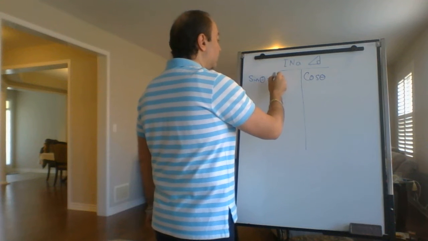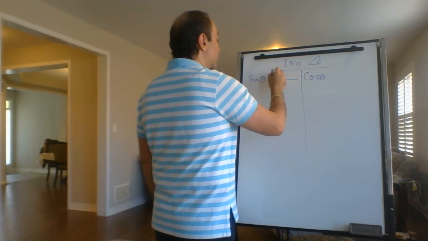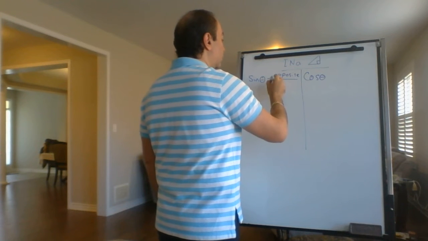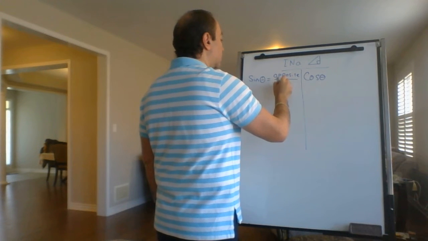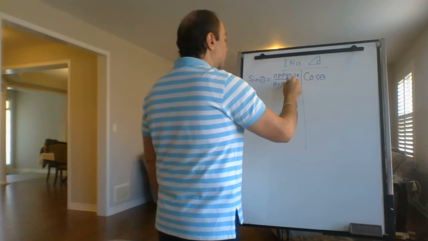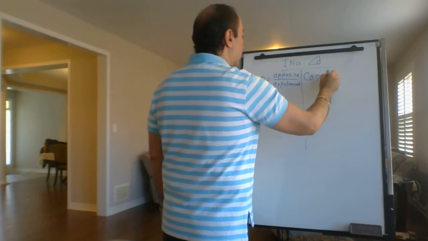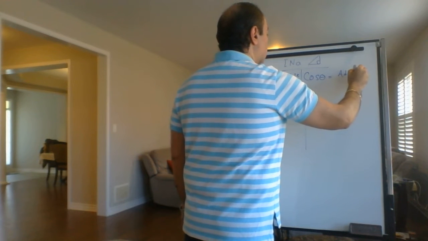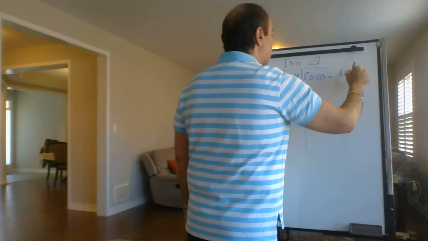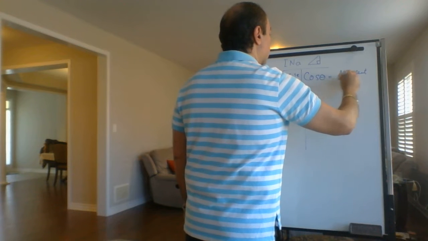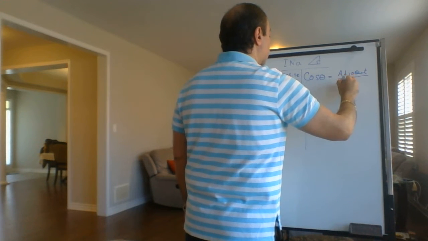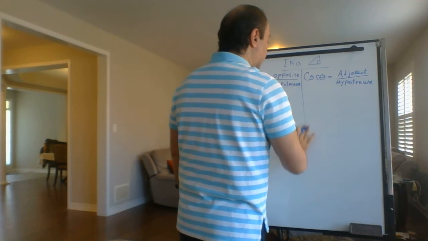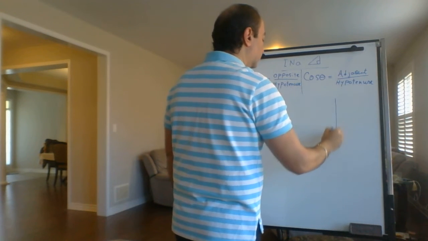Sine is the ratio between the opposite to the angle to the hypotenuse, and cosine is adjacent over the hypotenuse. This is in a right triangle.